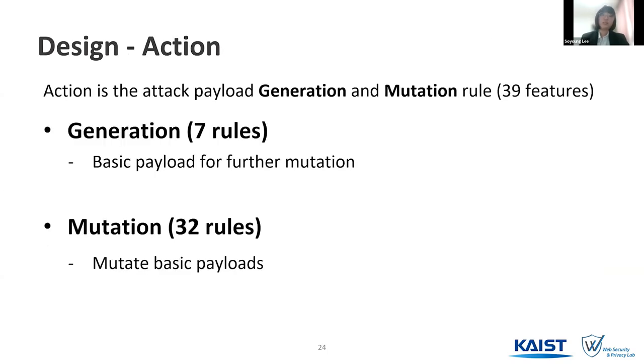The first design component is action. Link supports two action types, generation and mutation. We have seven generation rules that generate the basic payload for further mutation, and we also have 32 mutation rules that mutate the basic payloads from the generation.